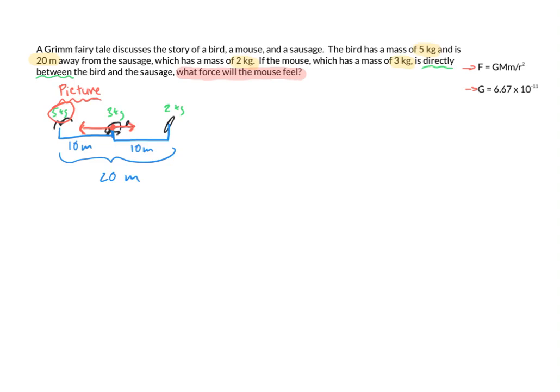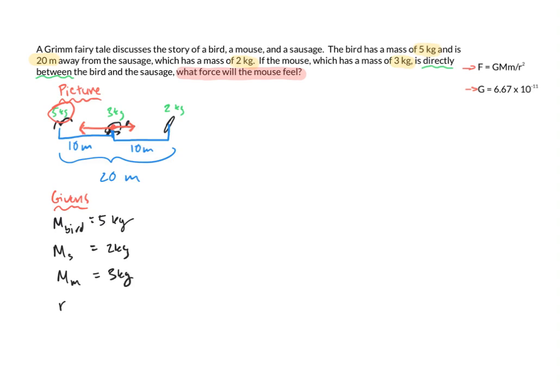And now we are ready to list out our givens. And really, those are all in the picture, yeah? So we know the mass of the bird, capital M, is 5 kilograms. The mass of the sausage, I'm just going to erase the rest of the word sausage and call that M sub S, and that's 2 kilograms. And finally, we know the mass of the mouse, M sub M, is 3 kilograms.